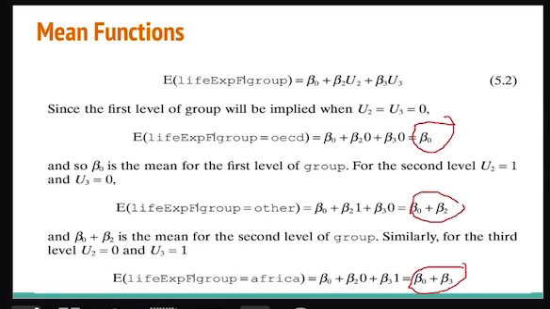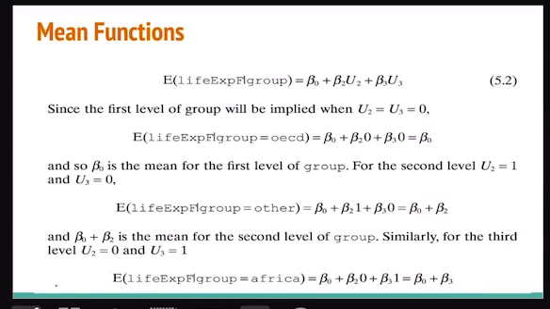Look at the three of them. The first one is the mean for the reference group, the OECD, which is being referenced. The second one is the mean for others. And the third one is the mean for Africa. Is there any question on this? Let me tell you this. If you get the specification of the mean function wrong, then everything else you do will be wrong.